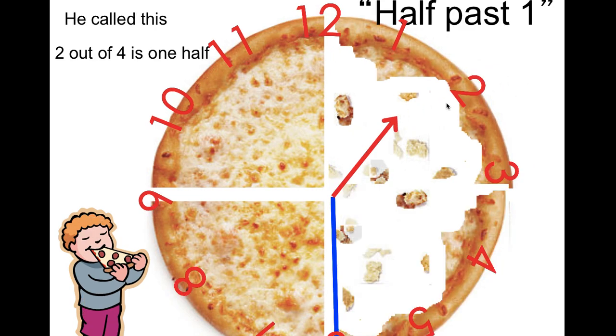Now 2 quarters is a whole half. So this whole half he's eaten. Remember, 2 quarters is half. So it's 1:30, 5, 10, 15, 20, 25, 30. Another way to say 1:30 is half, because half is gone, past 1. Half past 1. Another way to say 1:30.